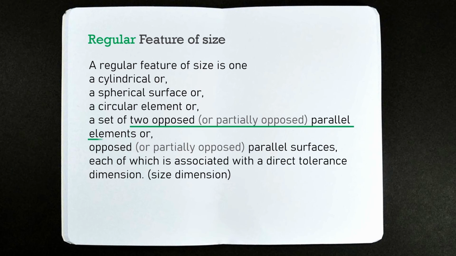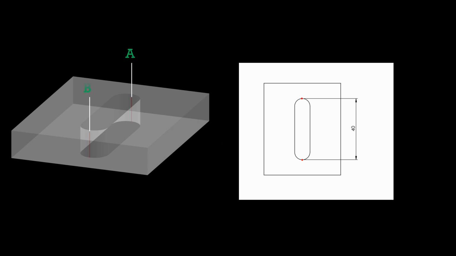And not only surfaces, line elements can also be a regular feature of size. It means this line A and B are parallel and opposed. So this is also a regular feature of size. So can these two edges of this cubic block also be a regular feature of size? I'm not saying this, I'm asking you. So you can let me know in the comment.